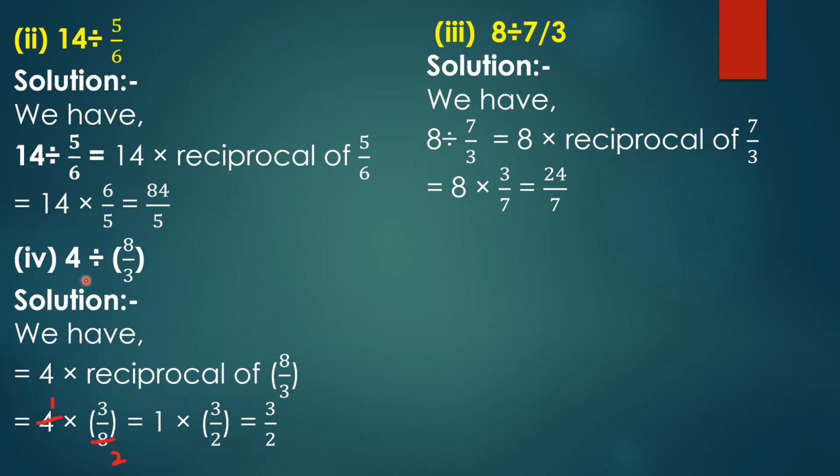The next, 4 divided by 8 by 3, which is equal to 4 into reciprocal of 8 by 3, that is 3 by 8. Now 4 ones are 4, 4 twos are 8, which is equal to 1 into 3 by 2, which is equal to 3 by 2. So this is the answer for the question number 4.